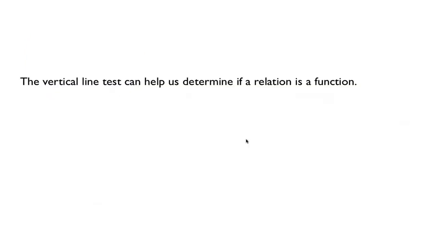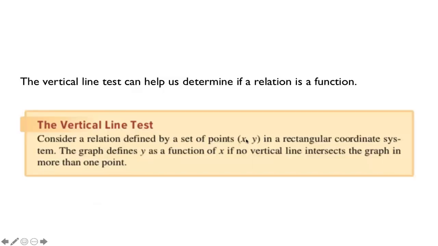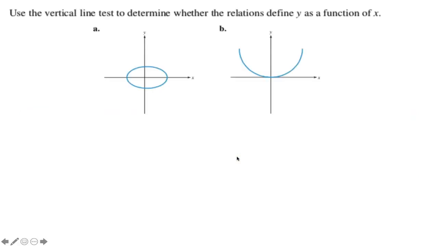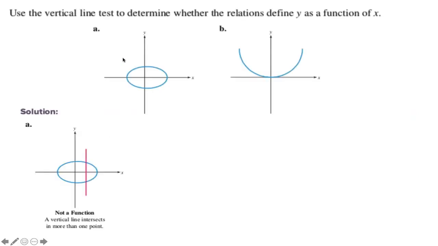Okay, so another way to figure out whether something is a function is to use the vertical line test. If I were to graph the set of all points in the relation, then y is a function of x if no vertical line intersects the graph in more than one point. So for example, if I draw vertical lines and I can find one line that intersects the graph at more than one point, for example this line, then that means it's not a function.